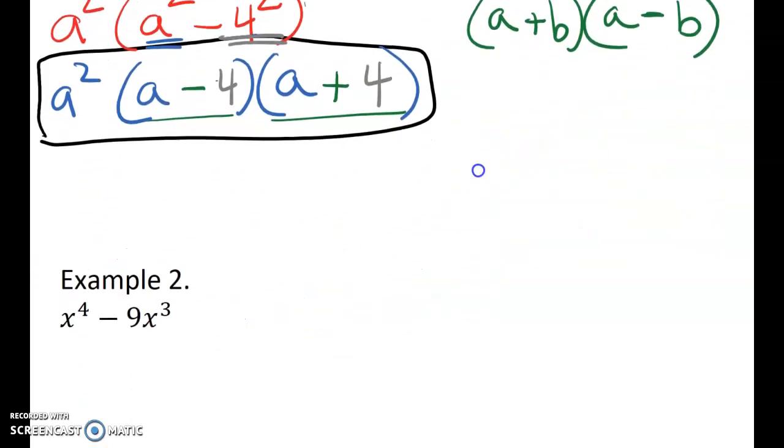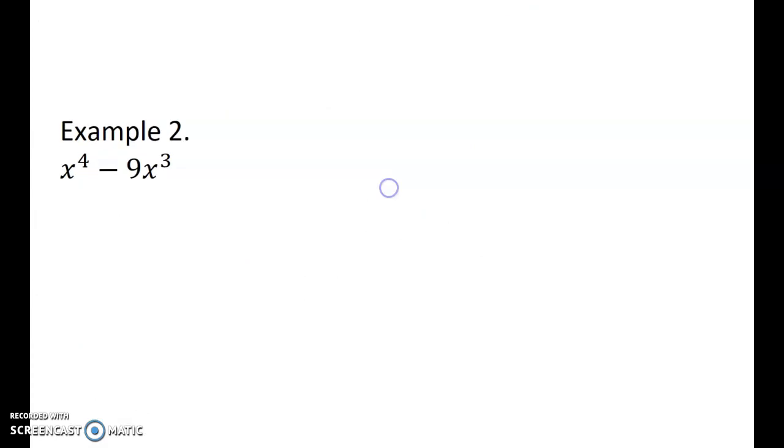Now let's try example 2. Again, always start by taking out the greatest common factor. I have 4 x's here and 3 x's here. I should automatically see that I can take out 3 x's. If there's 4 here and 3 here, the most that I can take out is 3, because I can't take 4 away when there's only 3 here, right? If I take 3 x's away from here, I'm left with just x. If I take 3 x's away from here, I'm left with 9.